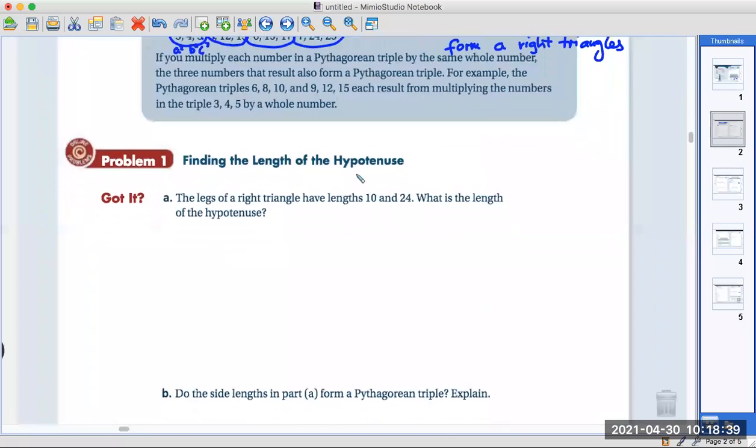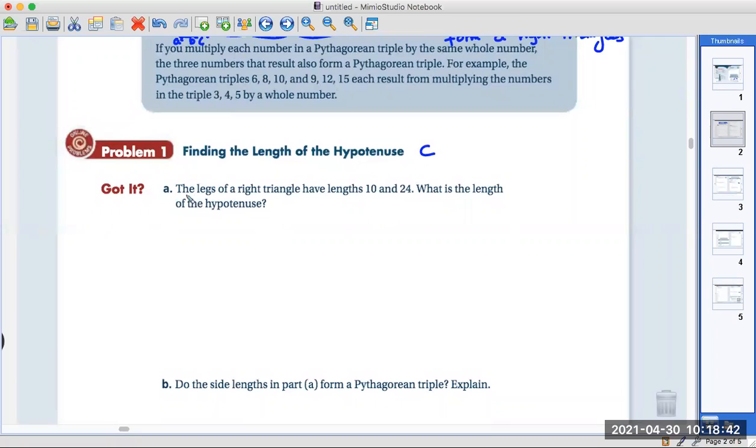All right, finding the length of the hypotenuse, which is our C. The legs of a right triangle have the lengths 10 and 24. What is the length of the hypotenuse? So always start out by drawing it out. That helps you to see there is your right angle. The hypotenuse is always across from the right angle, so you can identify it easily that way. So I'll call that C. And then one leg is 10 and one is 24. Again, it doesn't matter which one. Those are interchangeable. So this is A, this is B, this is C.